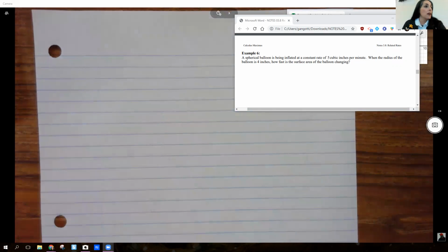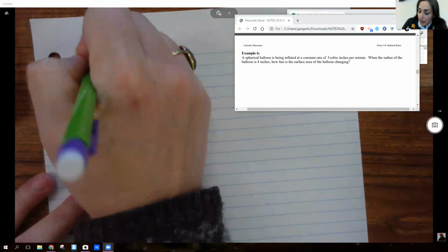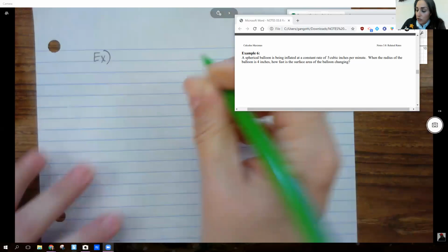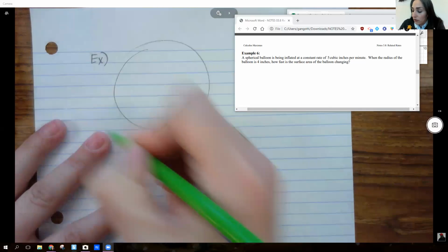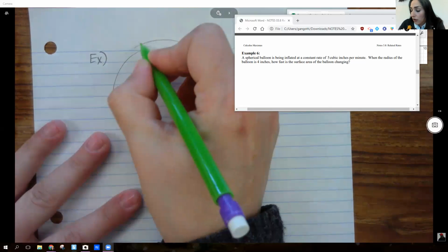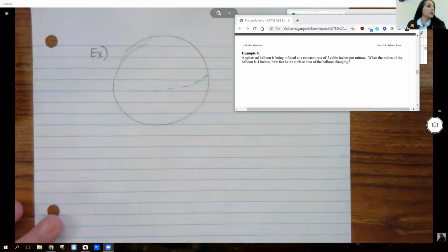Piece of paper. So in example 6, you have a spherical balloon being inflated at a constant rate of 5 cubic inches per minute. When the radius of the balloon is 4 inches, how fast is the surface area of the balloon changing? So first thing you want to do is, the best that you can, draw a picture. So it's a spherical balloon. Okay, there's my balloon.